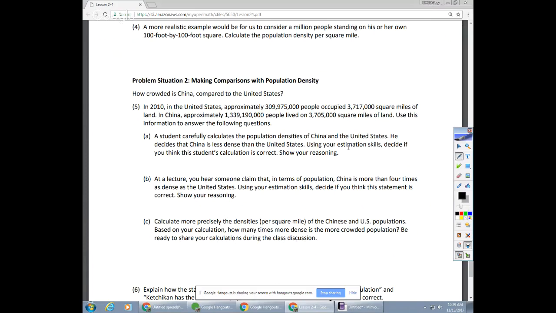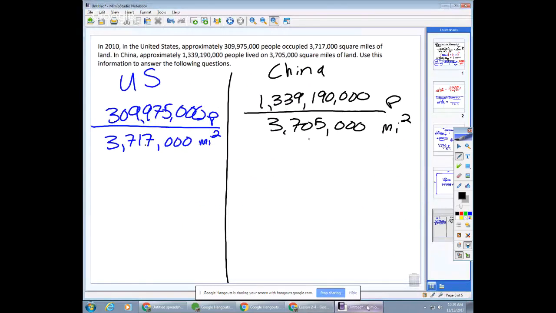For part B, we can see that China has about 4 times as many people in the same area. So that seems like a reasonable claim. Part C, we actually make the calculation. So this is my answer for part C here.